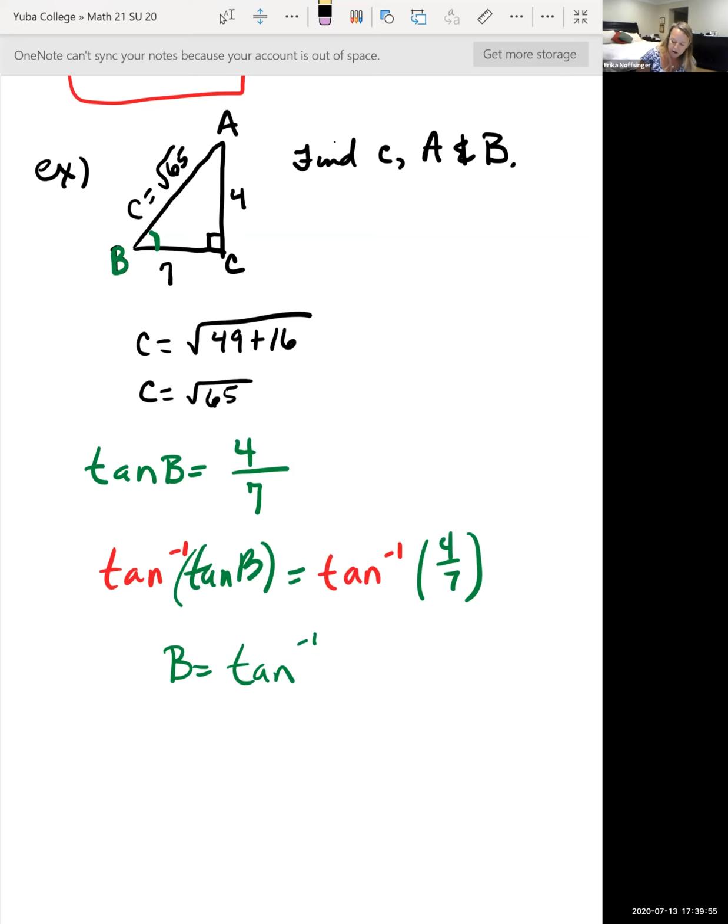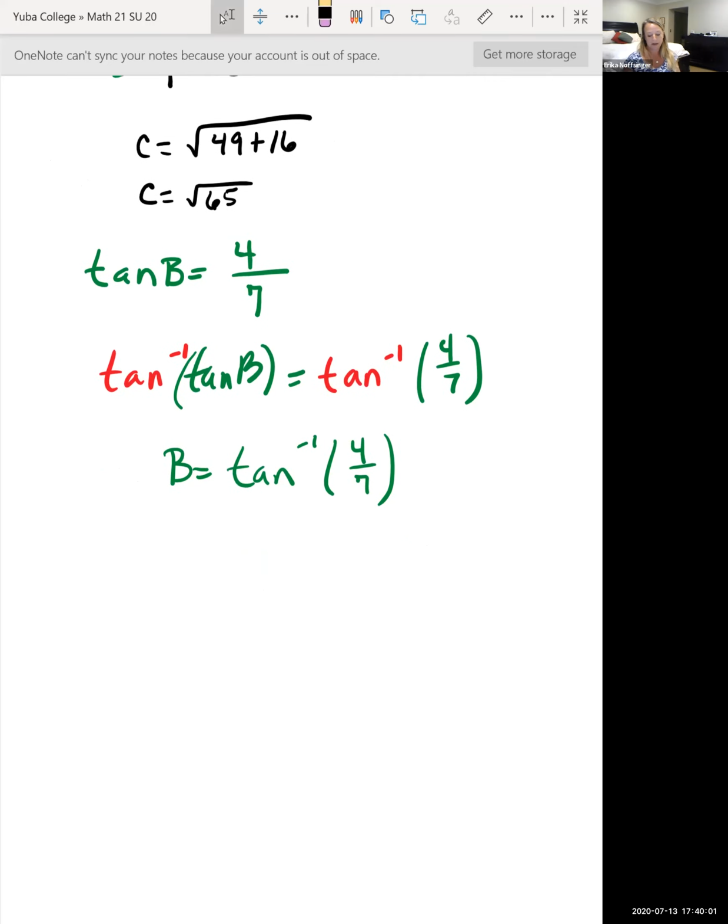So this is not an angle that we know. So I don't know tangent of what gives me back 4/7, but I can use my calculator. And so looking at tan inverse in the calculator, again, make sure it's in degrees, of 4 divided by 7, we get approximately 29.74 degrees.